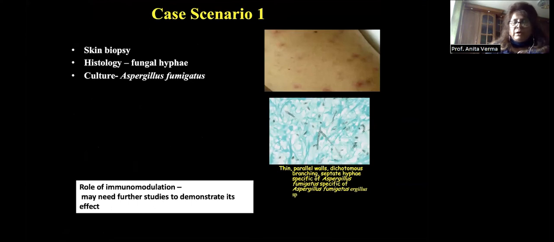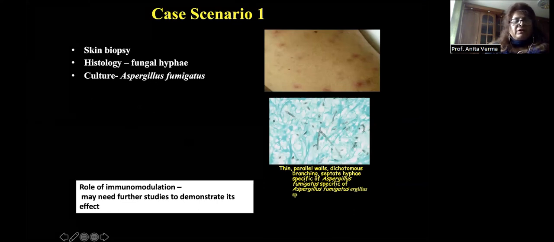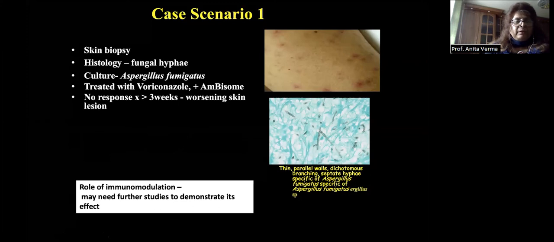and culture. And it was very helpful for early diagnosis: it showed fungal hyphae, which were specific for aspergillosis, dichotomous branching with septate hyphae, and the culture also grew Aspergillus fumigatus after 7 days. So this is a patient we diagnosed early because of the skin biopsy.